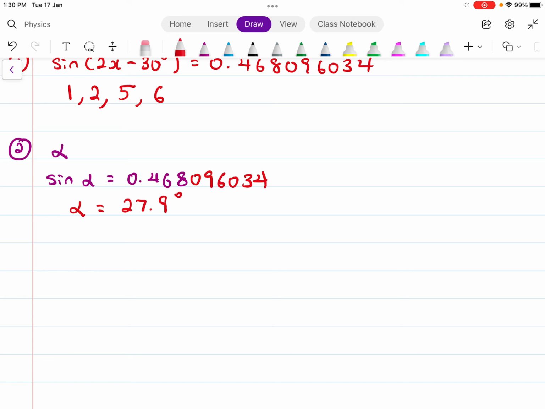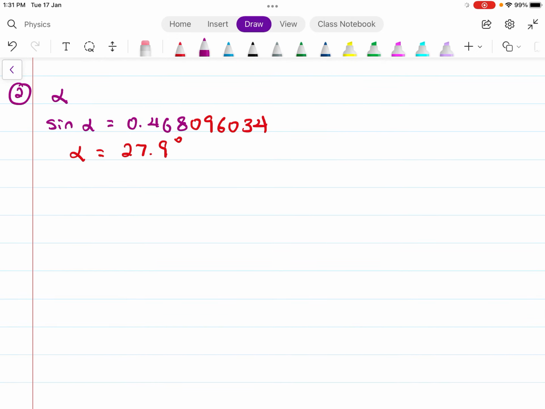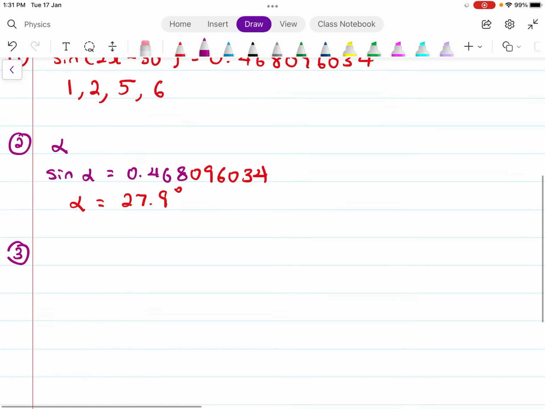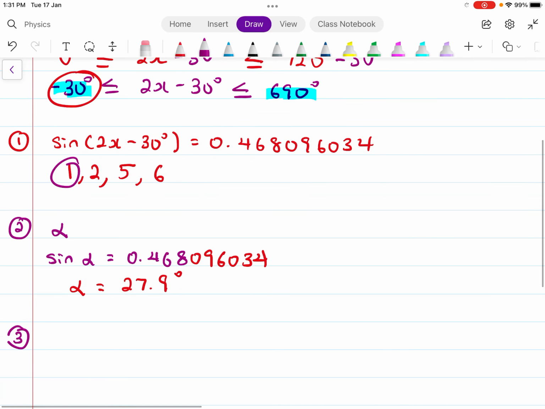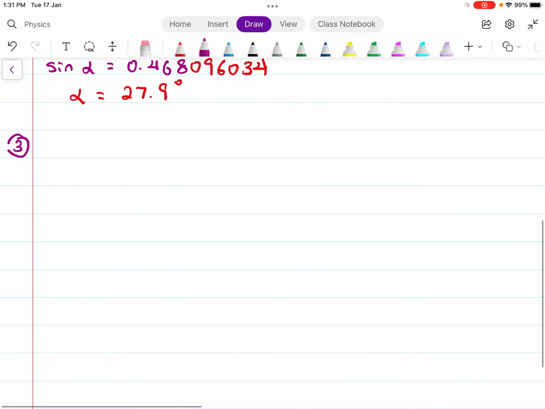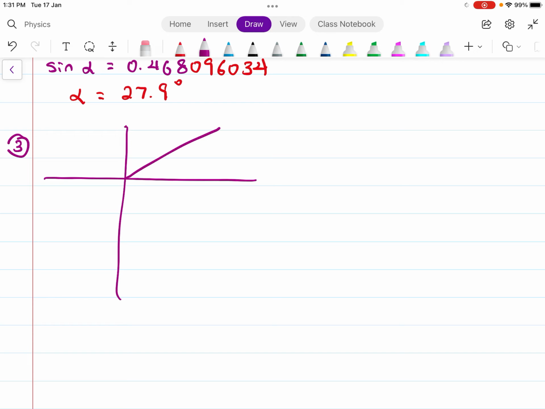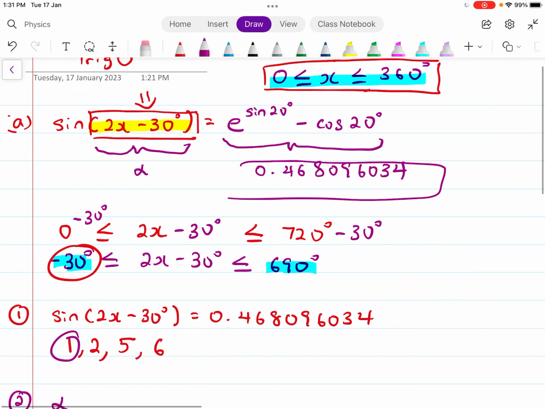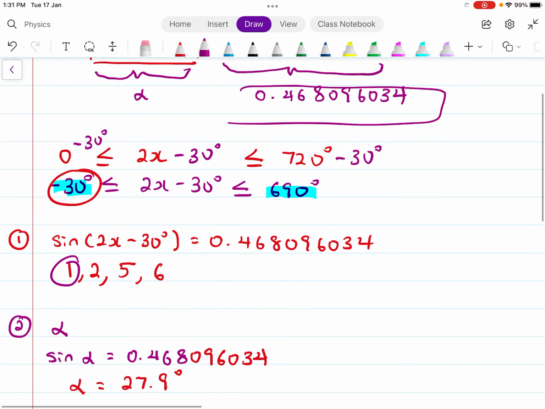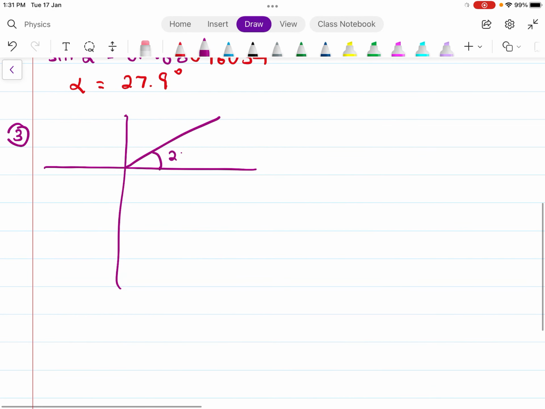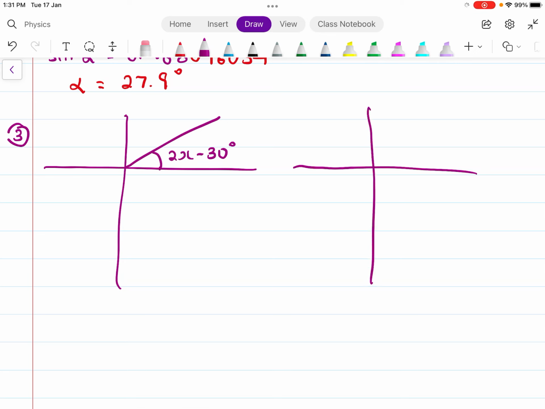Okay, third step, you draw. What do I mean by draw? You just draw like this. For example, let's look at the first quadrant first. First quadrant is like that, so I simply draw this. You draw the first quadrant, and what should I label here? This angle, don't label x. You must label whatever you see here. We are given 2x minus 30, so just label 2x minus 30 degree. Of course, we draw the basic angle.